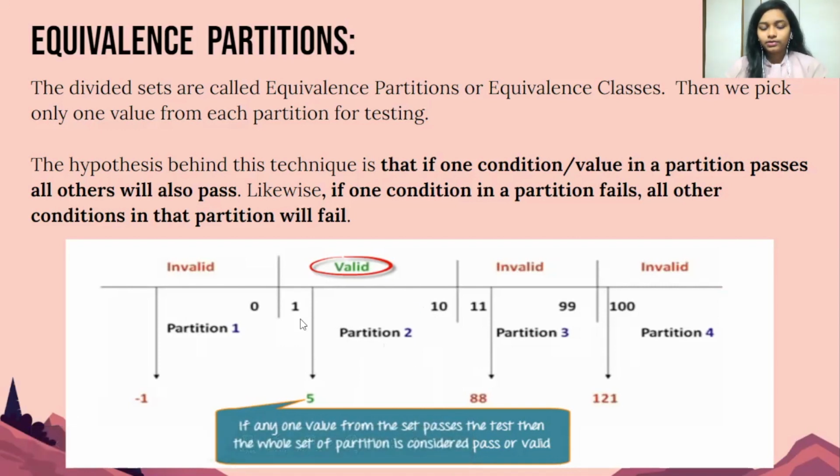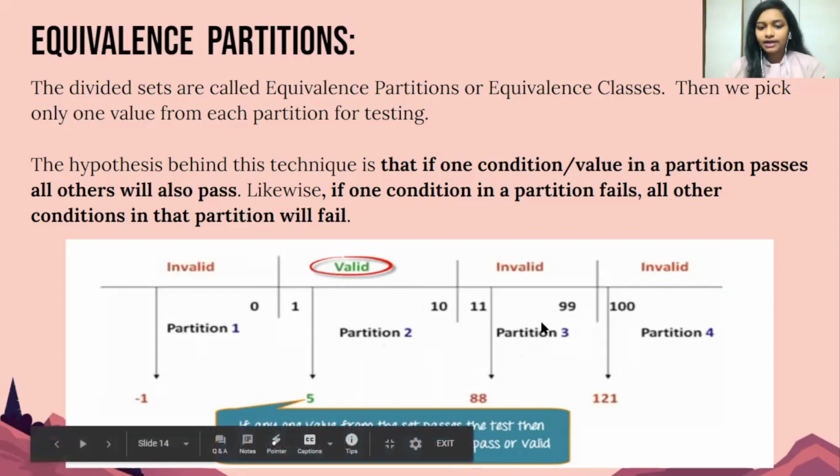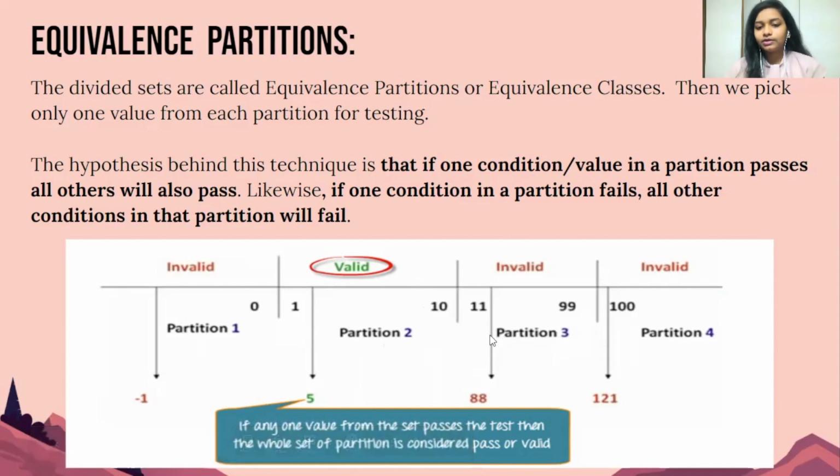Likewise, if we take partition 3 and give any random input, and it is a failed condition, then all the inputs which we give in partition 3 are also considered failed cases. By this, we can ensure that each partition class is covered, so that we can avoid testing every value within a large input pool.